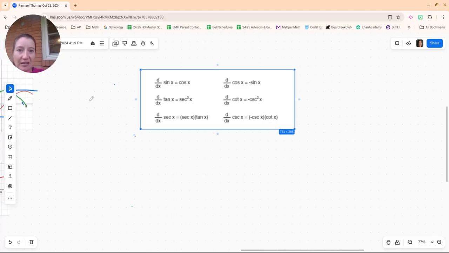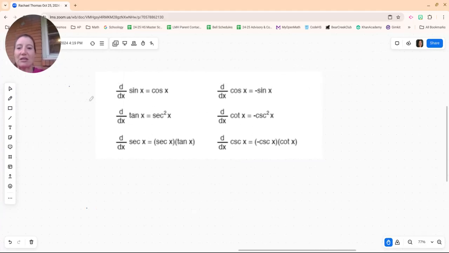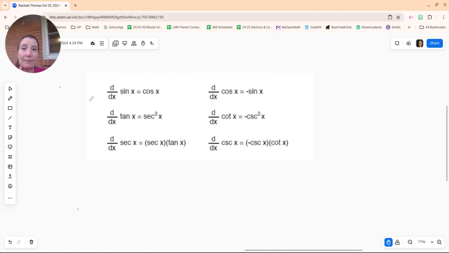Here we've got our 6. These are the ones that you really need to commit to memory. We're not going to develop all of them. You can click the link in the comments to see the whole description of how we come up with the other 4.